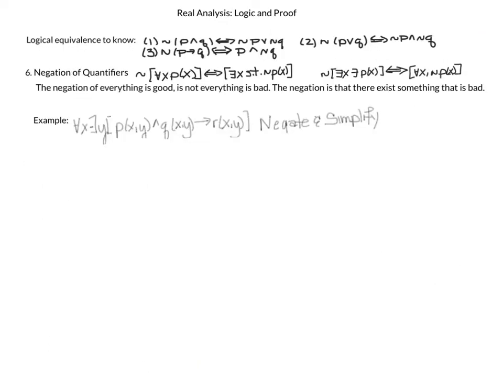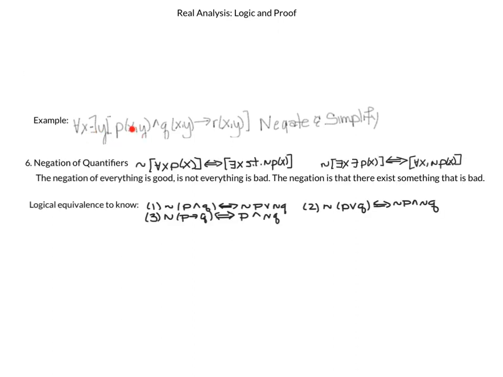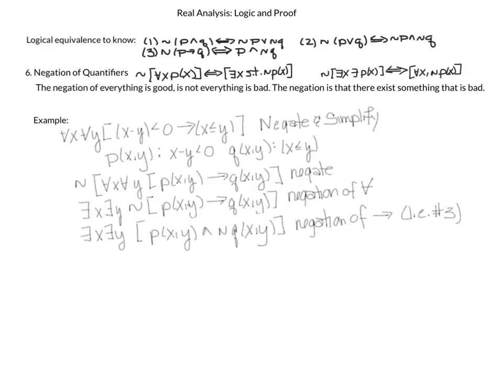For my last example, I have this expression here. For all x, there exists y, such that p of xy and q of xy implies r of xy. And the problem is to negate and simplify. And here is my solution. I considered x minus y less than 0 to be my p of xy, and my q of xy is x less than or equal to y. This step isn't really necessary, but I did it because I just didn't want to carry all this around. I wanted to make it a shorter statement.